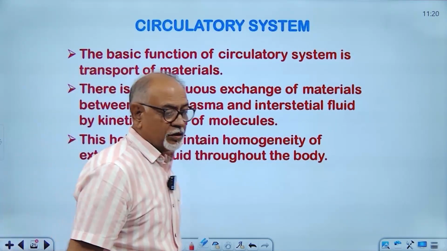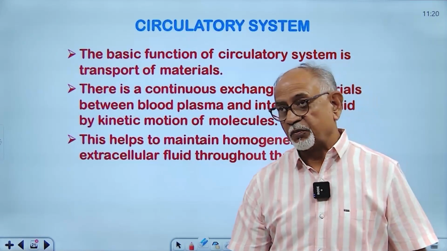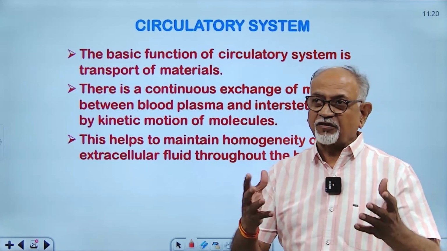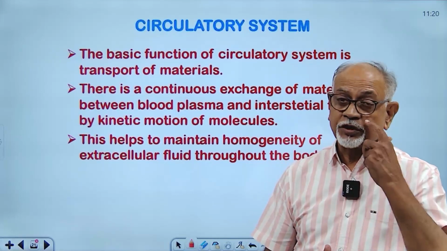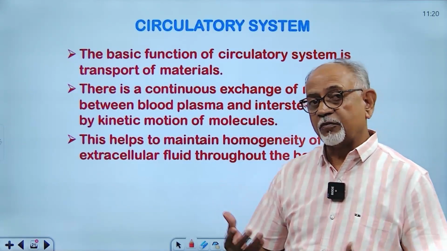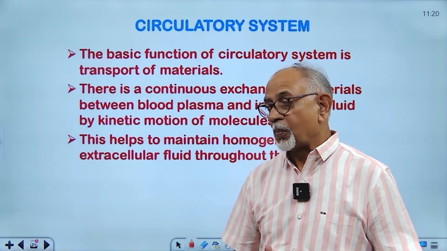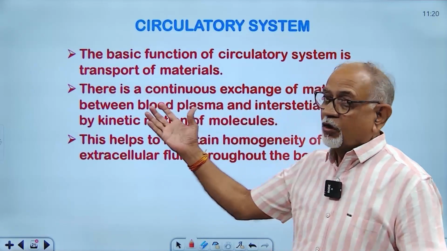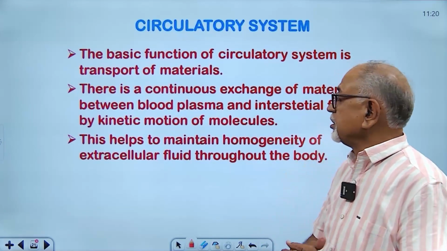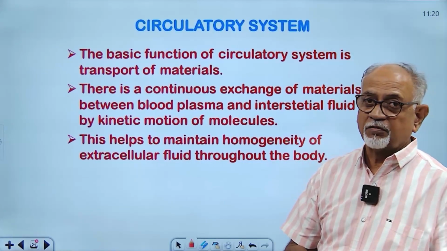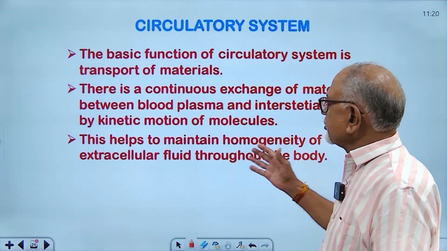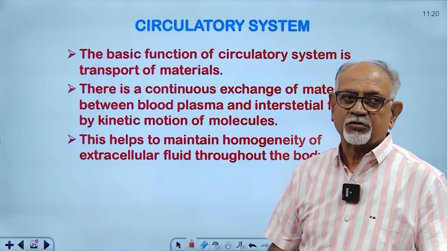Now, the role of the circulatory system. The basic function of the circulatory system is the transport of material. The nutrients are transported to different parts of the body from the alimentary canal. The oxygen and carbon dioxide are transported by the blood. The hormones are transported by the blood. So this helps to maintain the homogeneity of extracellular fluid throughout the body.